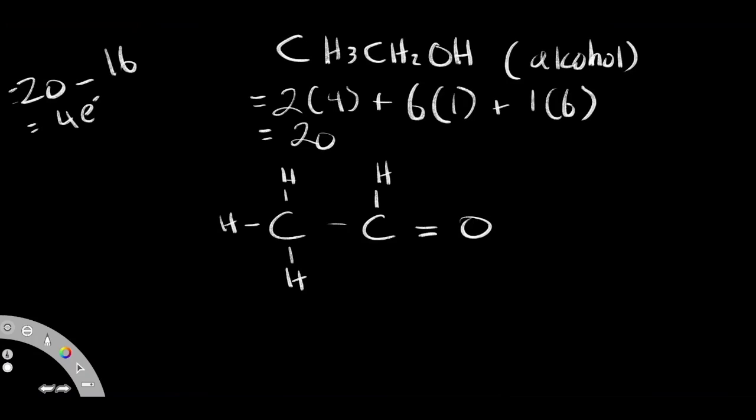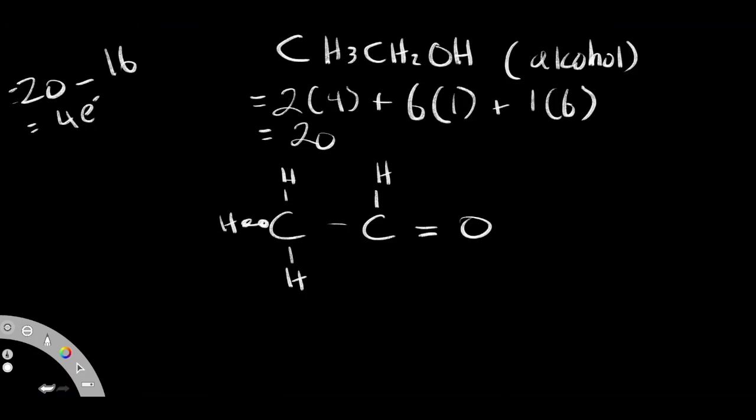But how many hydrogens can we have? We can only have 6, right? So we already have 1, 2, 3, 4. We got to add 2 more. So we can add those other 2 hydrogens on this oxygen over here because everyone else is already filled up. This one is already quite happy if you were to look at it.